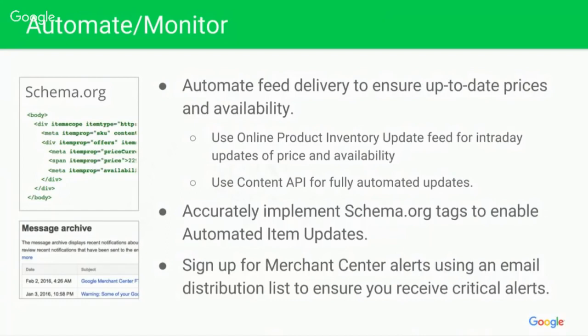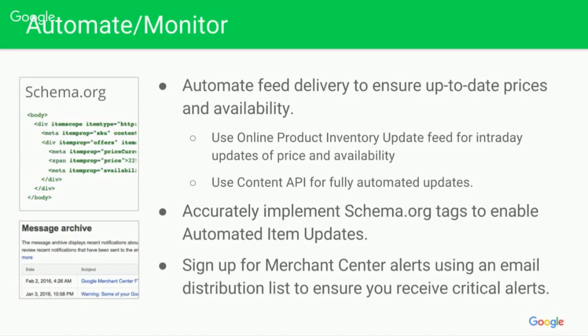If you make changes throughout the day in terms of pricing, the best thing to do is to use the various options that Google provides. One is called the Online Product Inventory Update feed. That feed format's very simple. It's just SKU, price, and availability. You can include all your products or just the delta of the ones that changed. So it's a very small feed that gets processed very quickly, and you can deliver it as many times throughout the day as you want to. So that's one way to keep your price and availability up to date using the feed format.